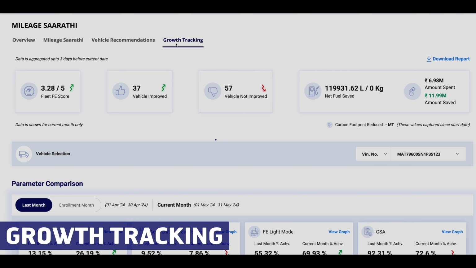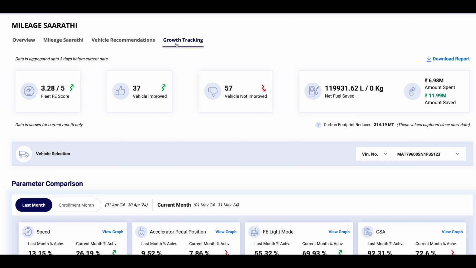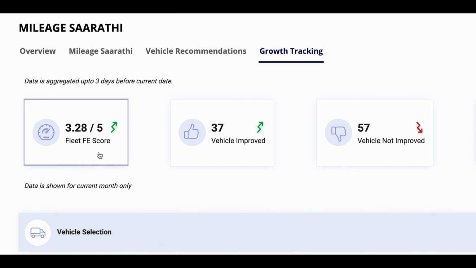The final section of the system focuses on tracking your overall progress and the impact of the recommendations provided by Saarathi. This section, called Growth Tracking, informs you about the growth achieved with the help of Saarathi. Here's a breakdown of the information you can find in Growth Tracking. Fleet Score. This score reflects the overall performance of your fleet.